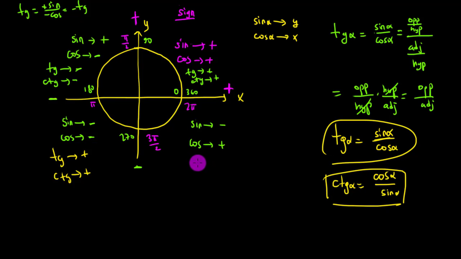And then you have here tangent, yeah. Tangent also minus sine divided by plus cosine, it will be minus. Cotangent will be minus. So why do we need this one?